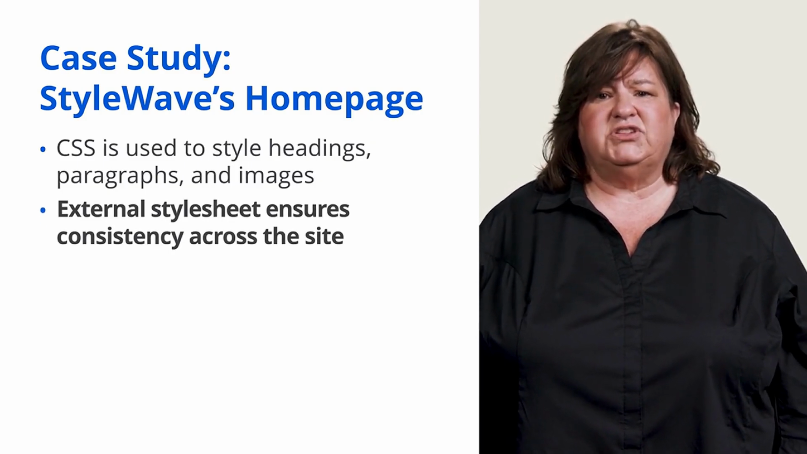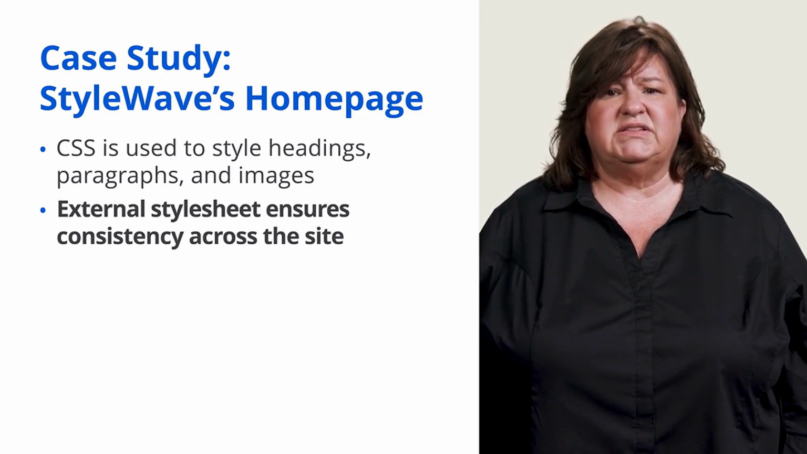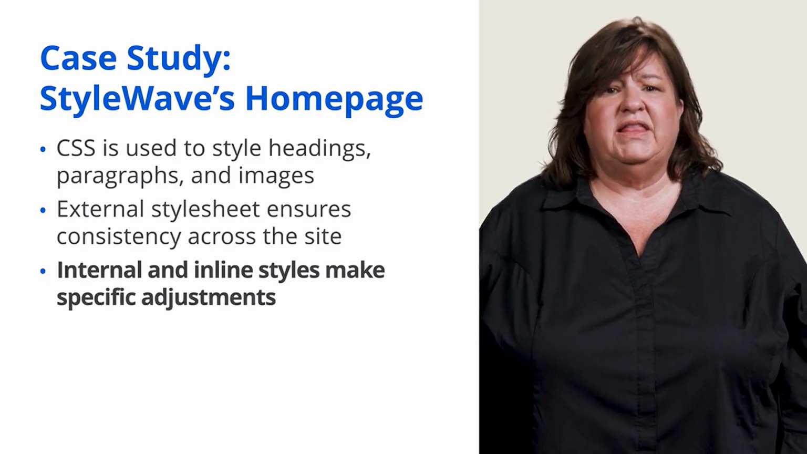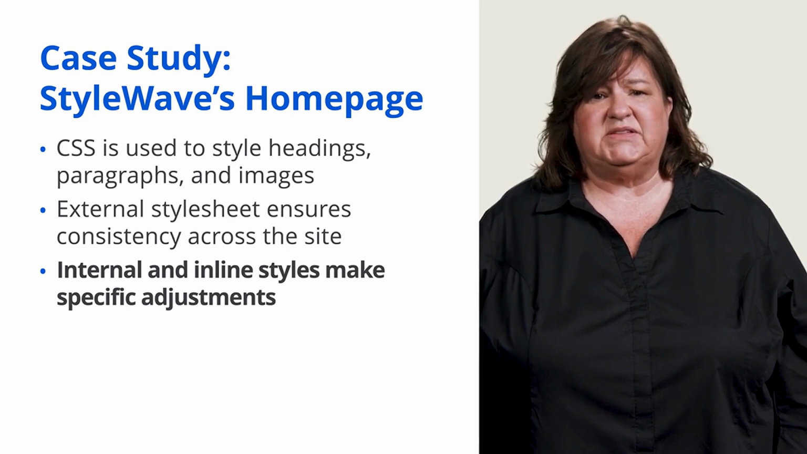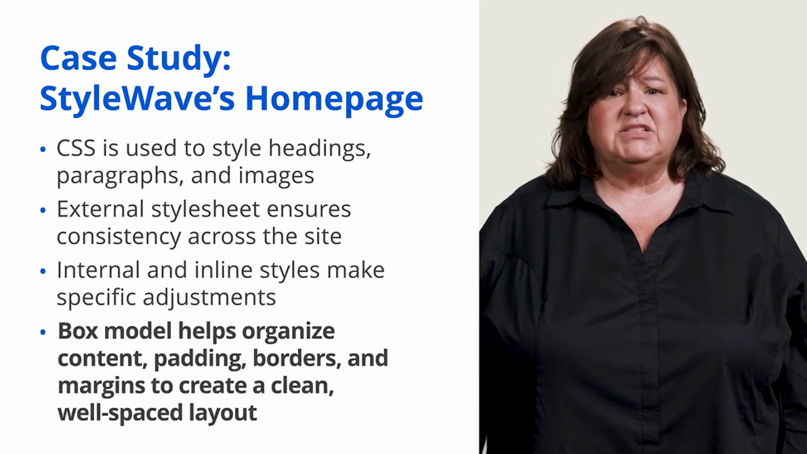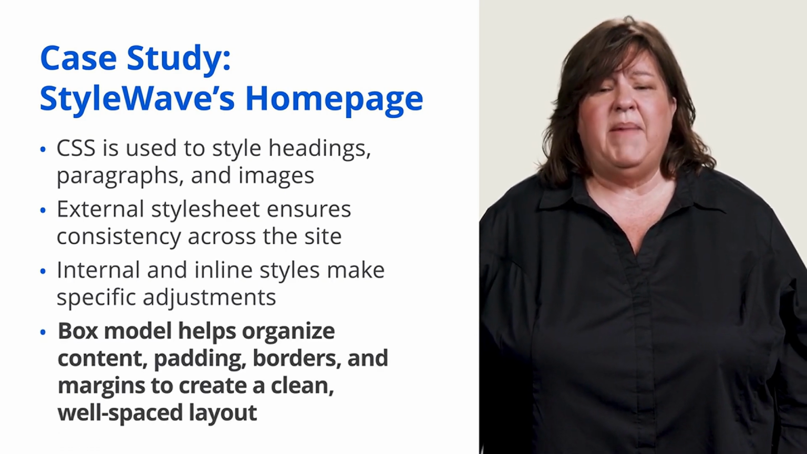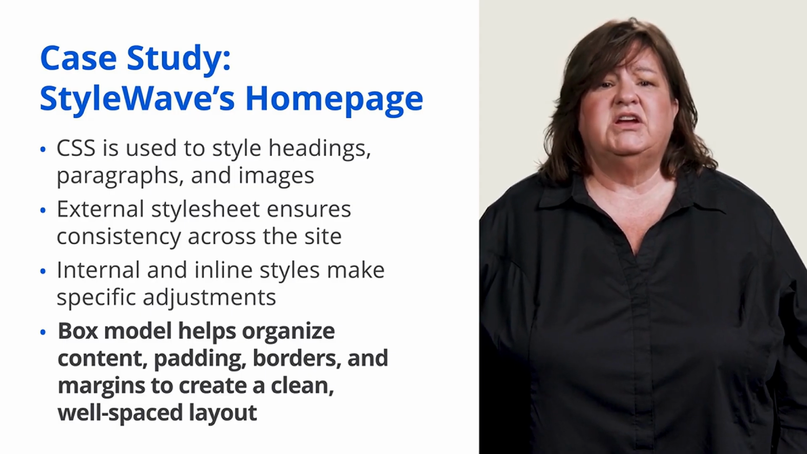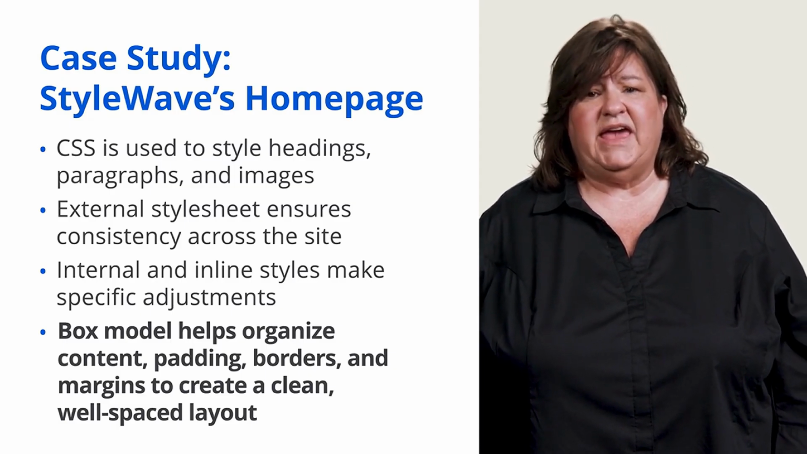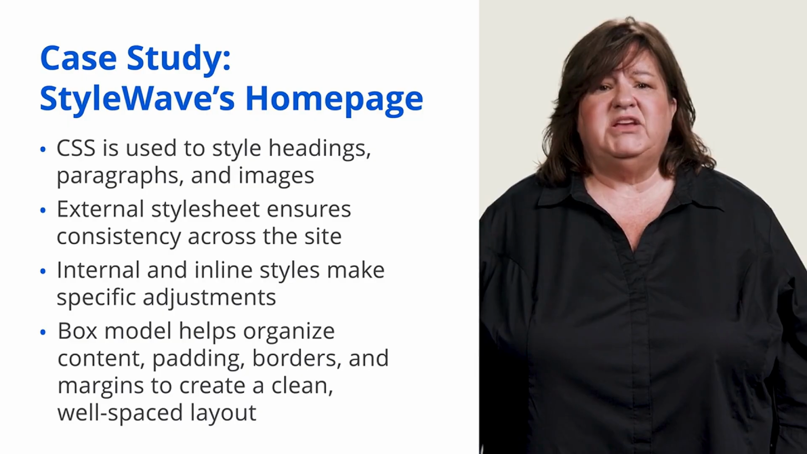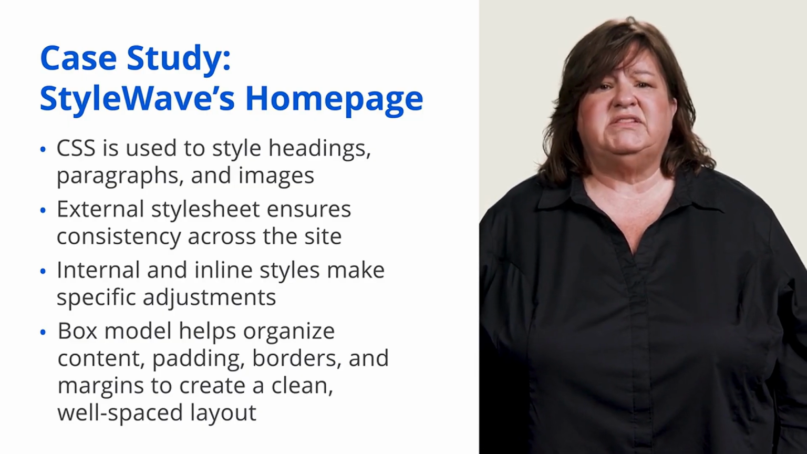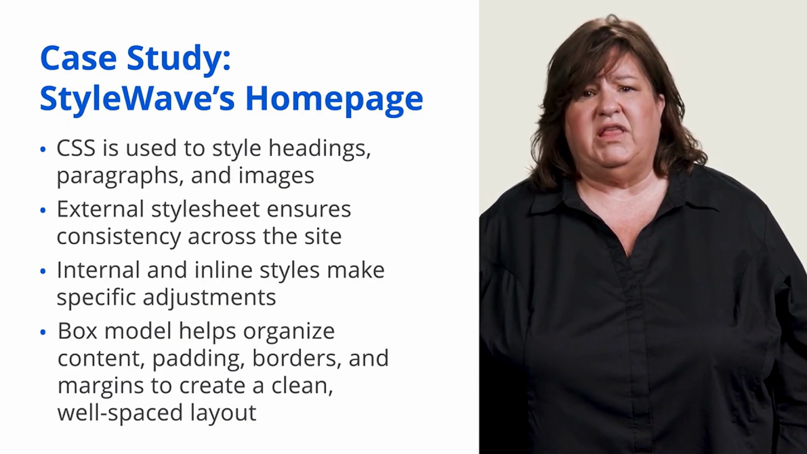An external style sheet ensures consistency across the site, while internal and inline styles make specific adjustments. The box model helps organize content, padding, borders, and margins to create a clean, well-spaced layout. This combination of HTML and CSS creates a visually appealing and user-friendly website. Understanding how HTML interacts with CSS is essential for defining the presentation and layout of web pages.